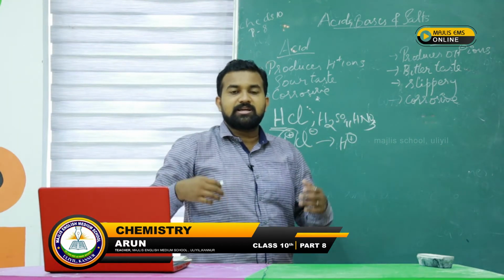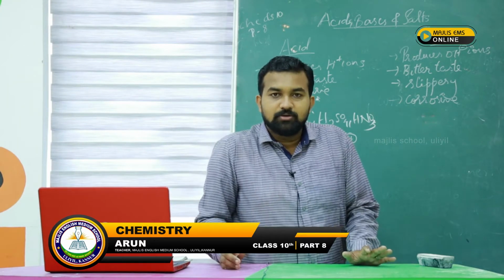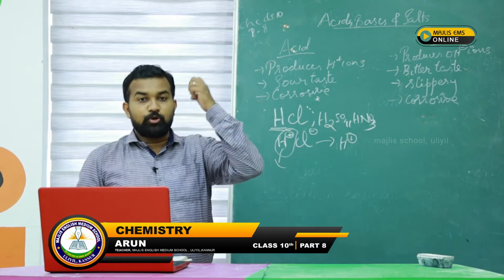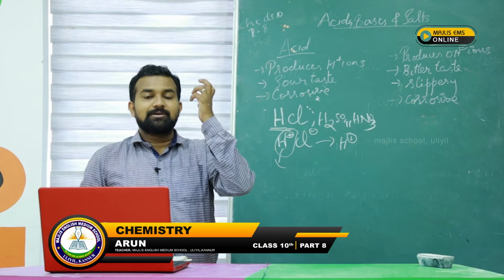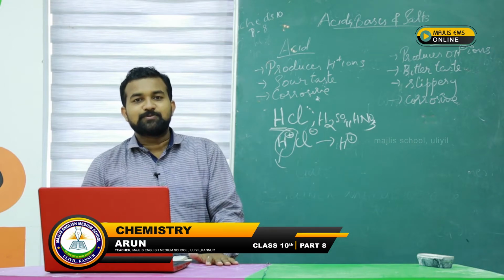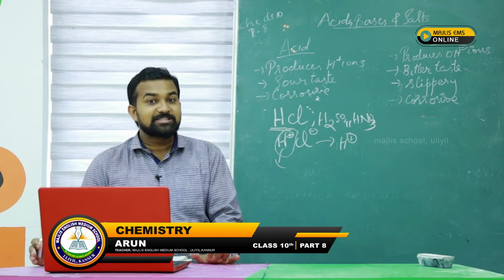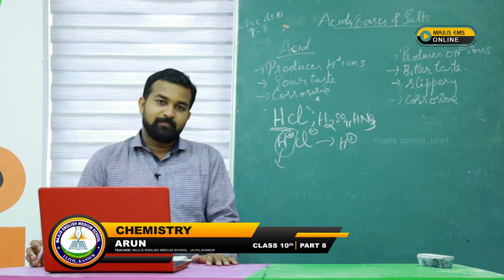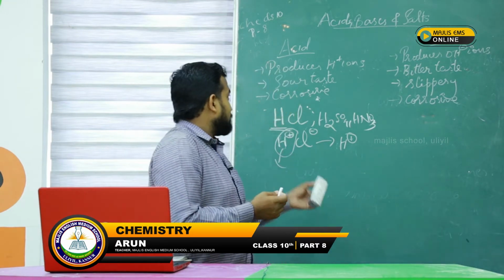Then acetic acid is there, citric acid is there, all these things are examples of acid. So, an important thing to be noted down in your mind: acids are substances which produce H plus ions, hydrogen ions. Clear? Okay, so that part is clear.